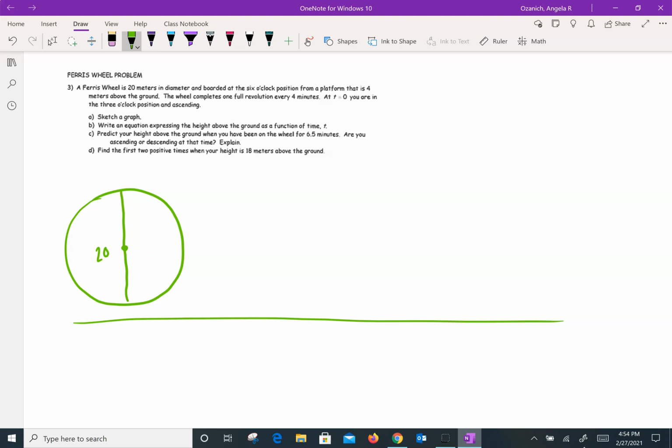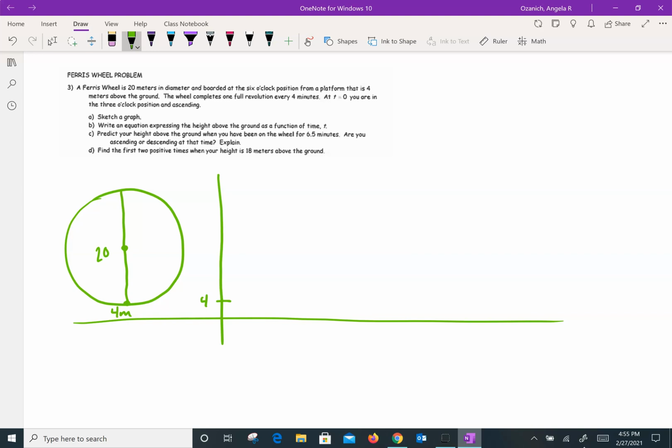Okay, 20 meters in diameter and boarded at the 6 o'clock position from a platform that is 4 meters above the ground. That just means people are getting on here at the 6 o'clock position from a platform that is 4 meters above the ground. So that means I have a little 4 meter gap right there when we think about doing our graph. We do not want our picture to drop below 4.